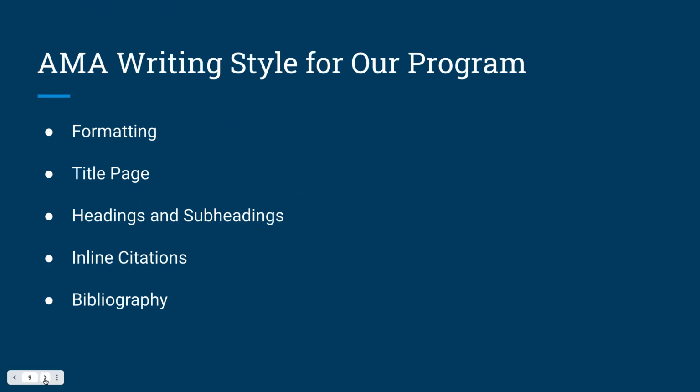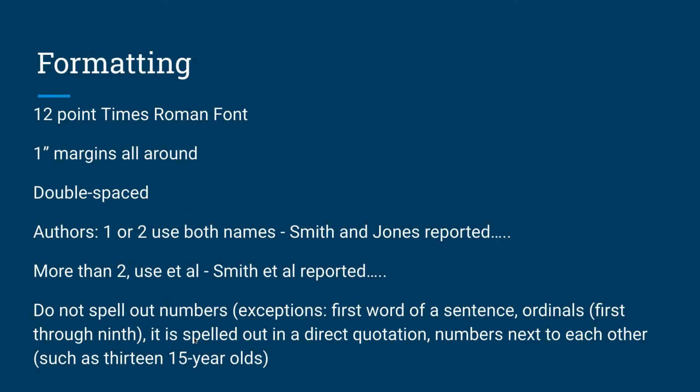So the AMA writing style for our program has 5 different areas that I want you to concentrate on. So we're going to go through those. For formatting, you're going to do 12-point Times Roman font, 1-inch margins all around, double spaced. If you're talking about authors, you're going to say Smith and Jones reported. If you're using more than 2 authors, you're going to put Smith et al. You don't have to put every single name of the authors of the paper.